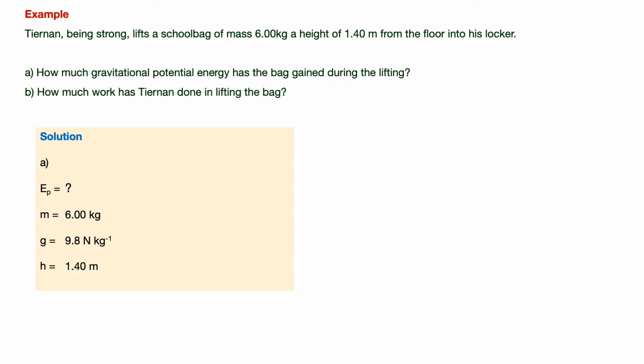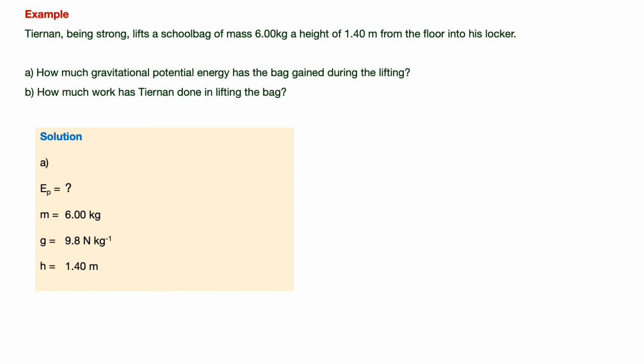So let's fill in all the quantities we know. We don't know EP yet, that's the question mark. The mass is 6 kilograms. g on Earth is 9.8 newtons per kilogram. You should always assume we're on Earth unless told otherwise. And the height is 1.4 meters.